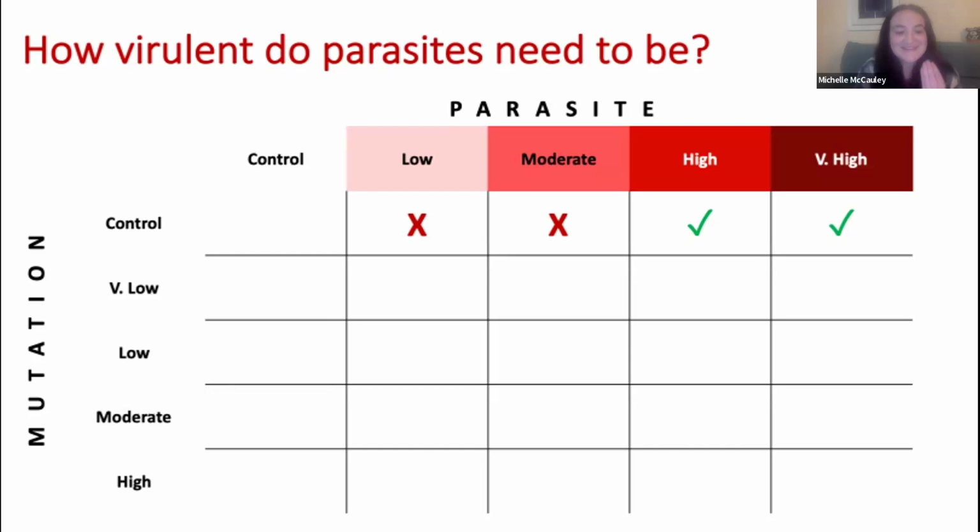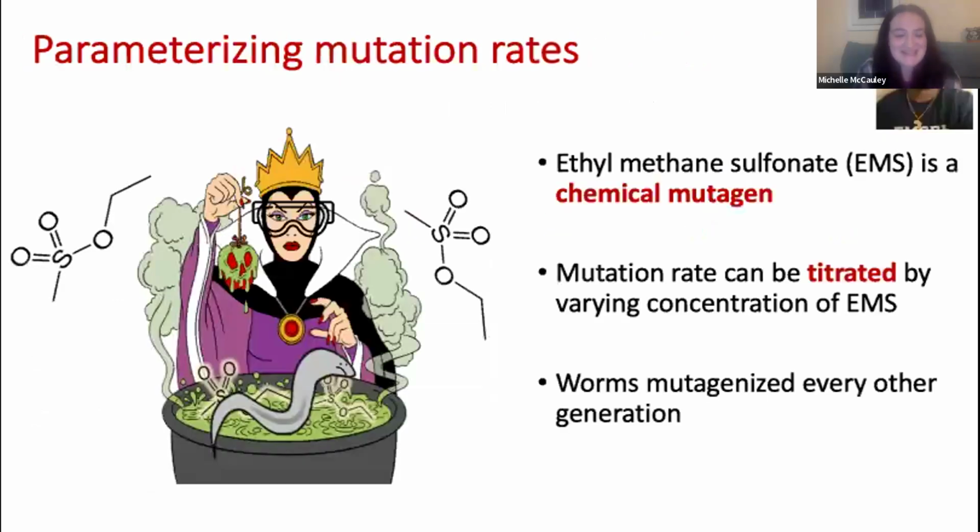So, okay, next we want to parameterize our mutation rates. I did this experiment with the help of my awesome undergrad, Kenya Say. Basically we used the chemical mutagen ethyl methanesulfonate to artificially increase the mutation rates of our worms. We can essentially titrate mutation rate to be whatever we want by varying the concentration of this mutagen, and worms were mutagenized every other generation.